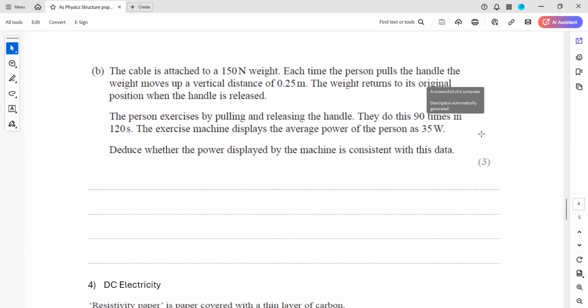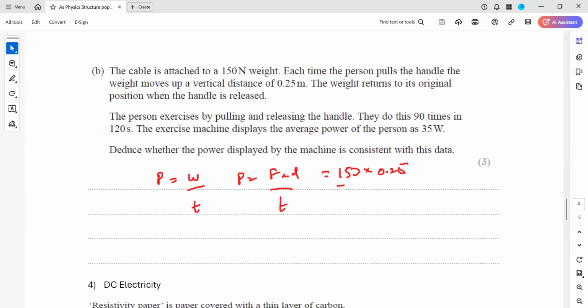Deduce whether the power displayed by the machine is consistent with this data. So what is power? Power is work done in a unit time. And what is work? Work is force times distance. So we just have to calculate the power and show that it is consistent with the result. So how much work is done? Because he's lifting a 150 Newton load to a distance of 0.25.